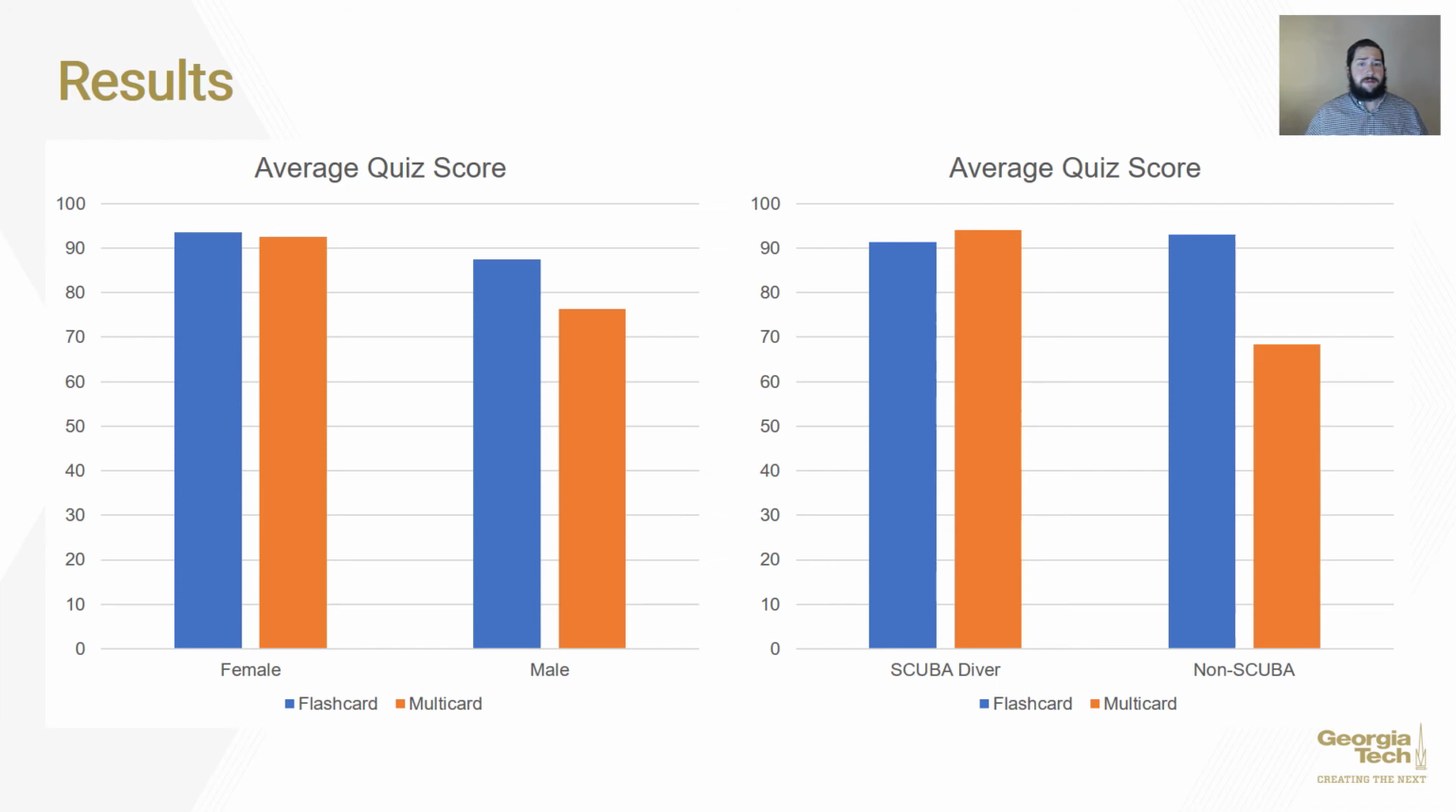Splitting the results across demographics, we do see some differences between male and female volunteers. Interestingly, non-scuba divers who use the multicard tool scored significantly lower than all other groups. 2 of the 3 volunteers who scored less than 80% fall into the split, and the other 1 volunteer who scored less than 80% was also a non-scuba diver.